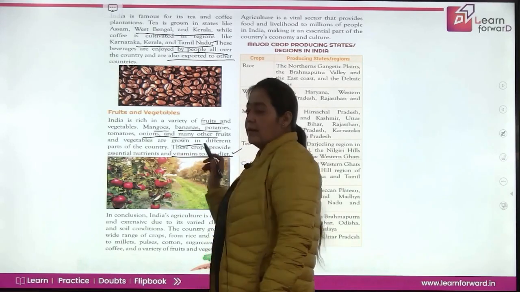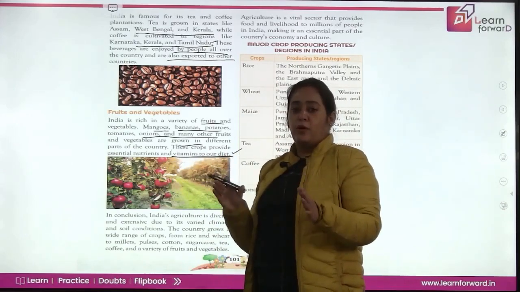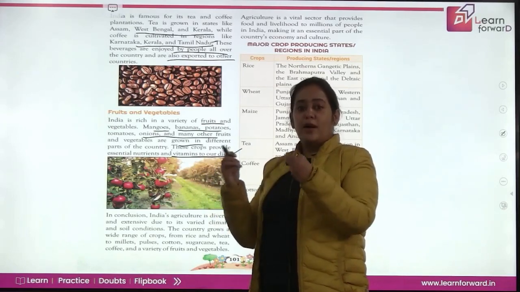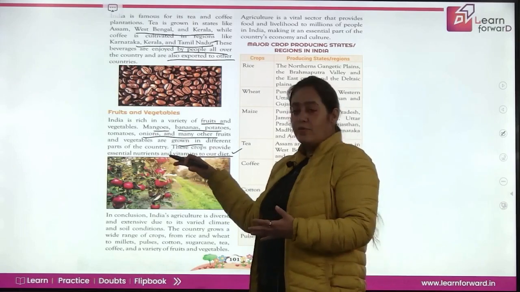Now, how many of you don't like eating fruits and vegetables? Please don't avoid it, because in case you do, then you will be forced to eat a lot of vitamin tablets. So instead of having those vitamin tablets, please depend on fruits and vegetables.